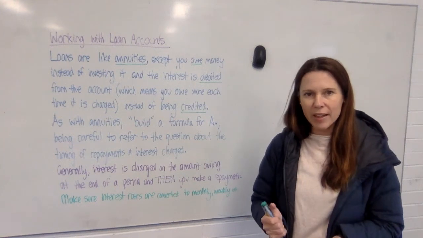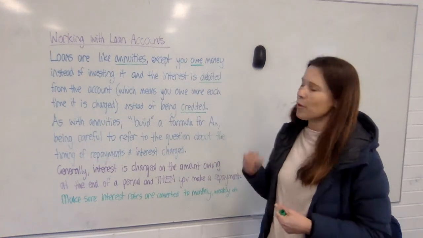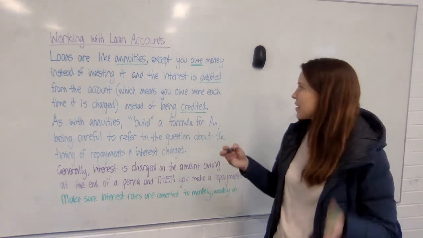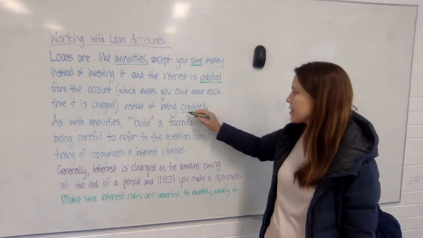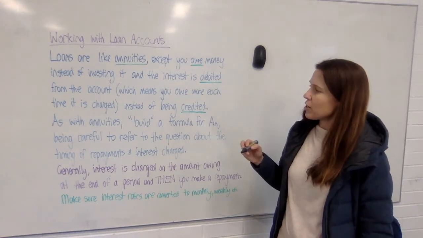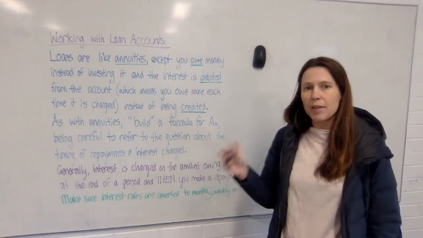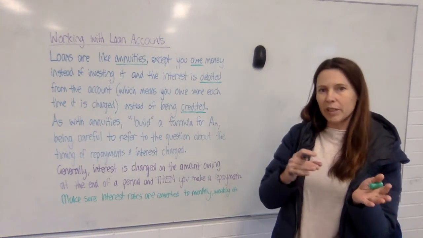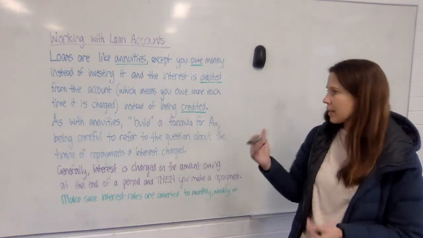Now, working with loan accounts is a lot like working with annuities. The difference is that you owe the money instead of investing it, and the interest is taken out of your account or debited from the account instead of being credited to the account. So every time interest is charged, it means that you now owe a little bit more. Then you make a repayment, you owe a little bit less, and then interest is charged, you owe a little bit more, and it bounces up and down like that.